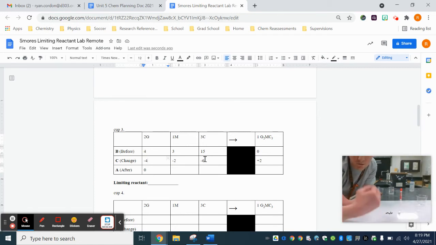Right. So again, using our knowledge of the amounts each time the reaction occurs will help us predict the amount of each that we will use. So if we started with 3 and used 2, that means we have 1 left. Starting with 15 chocolate chips and using 6, that means we have 9 left. Starting with 0 s'mores, making 2, that means we end with 2 s'mores with graham crackers as our limiting reactant.